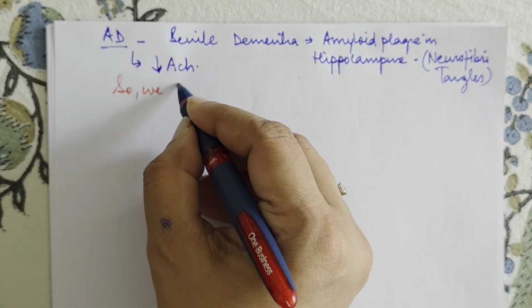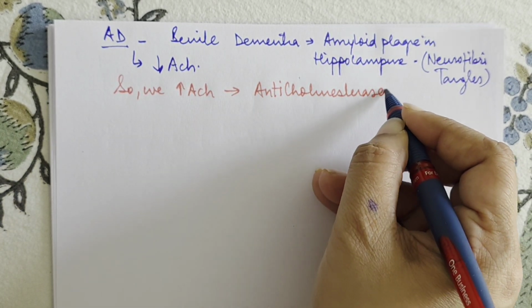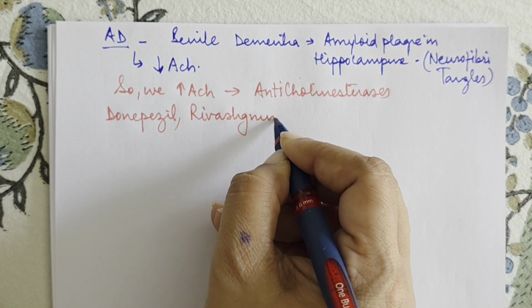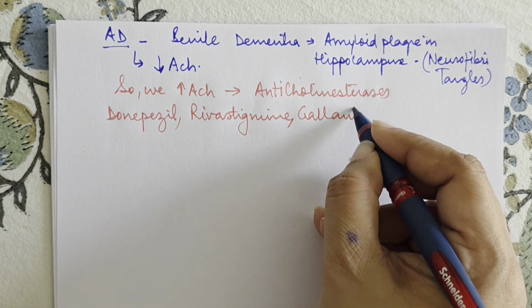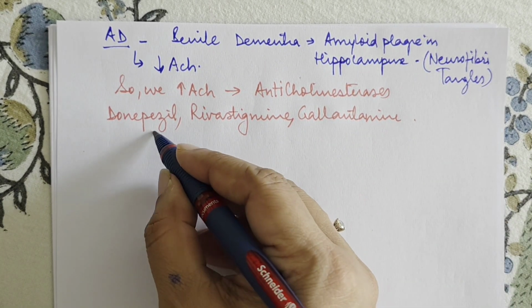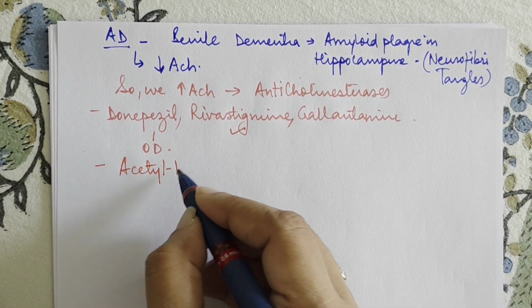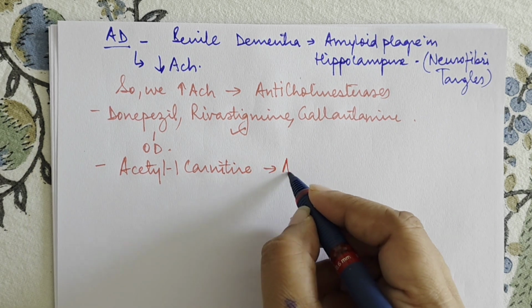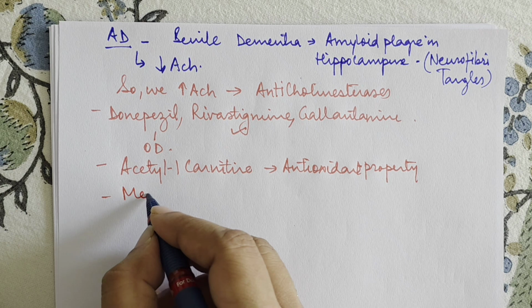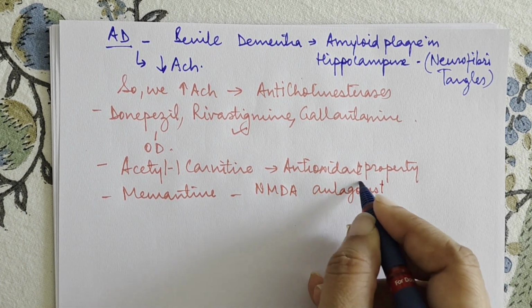So we increase acetylcholine by giving anticholinesterases. The drugs that we give are donepezil, rivastigmine, galantamine. These are the anticholinesterases which are used. Now these drugs can be given once daily, like donepezil is given OD and rivastigmine is approved. Then another drug is acetyl L-carnitine. This is also given. This is a structural analog of acetylcholine and it has got antioxidant property. Then we have memantine, which is an NMDA antagonist, which is also approved.